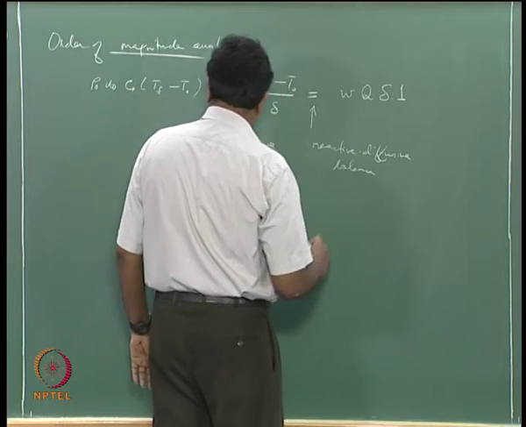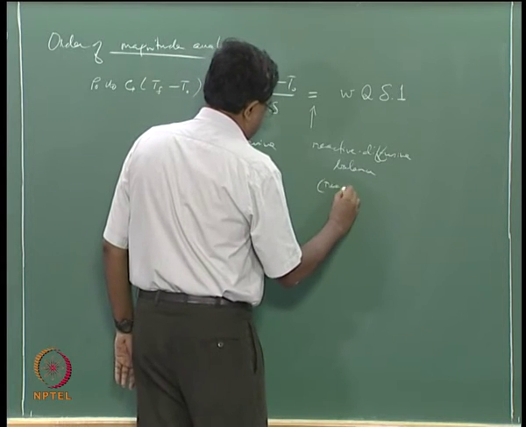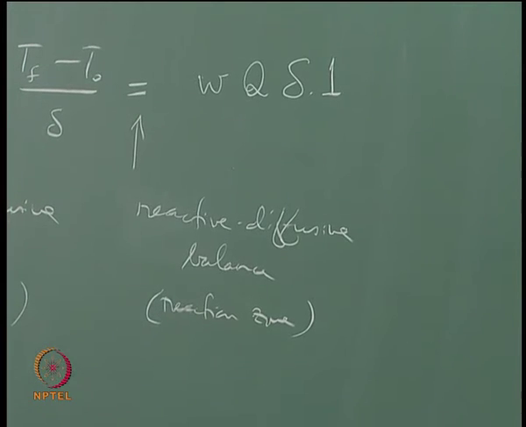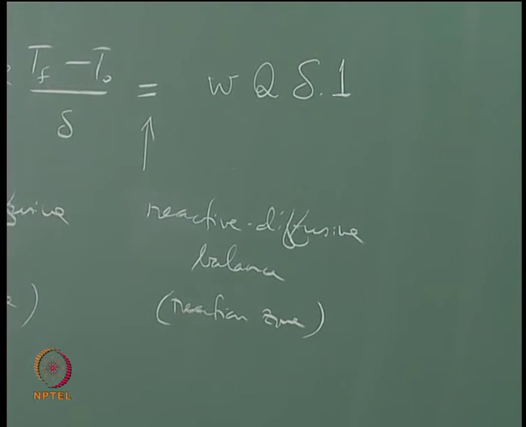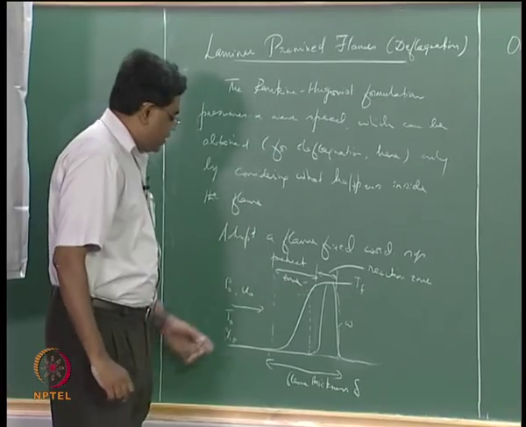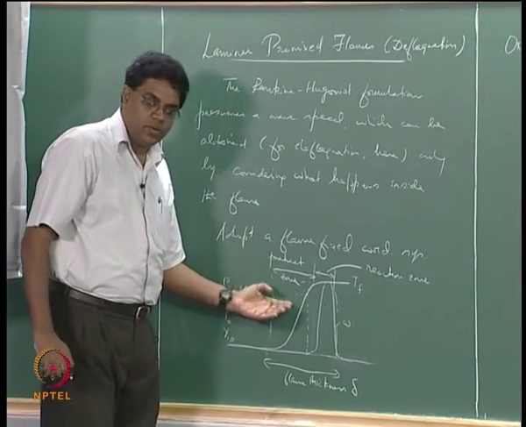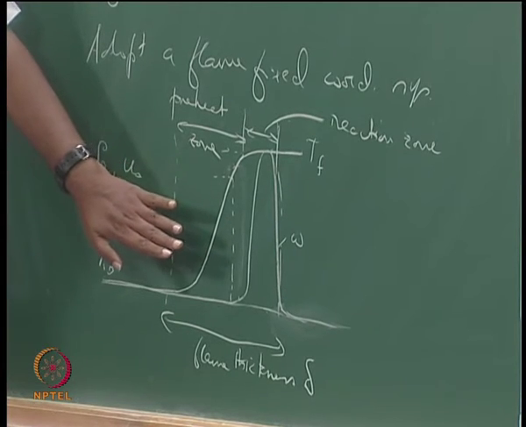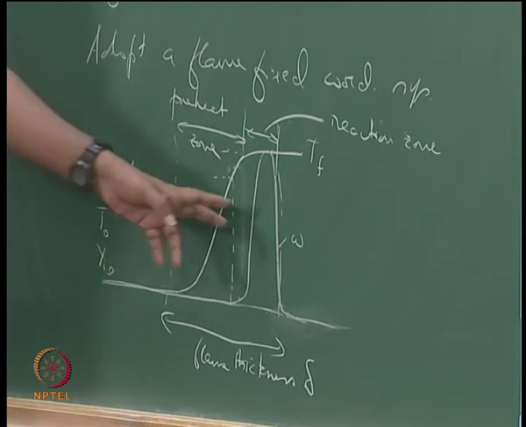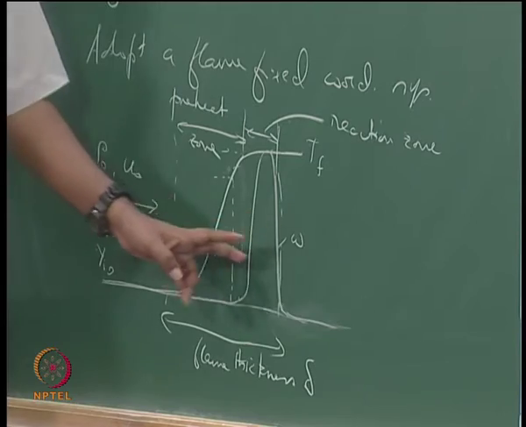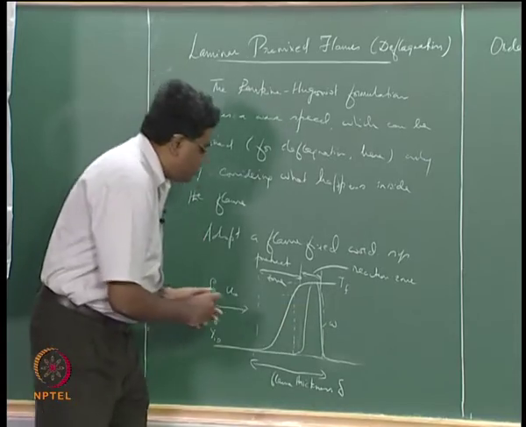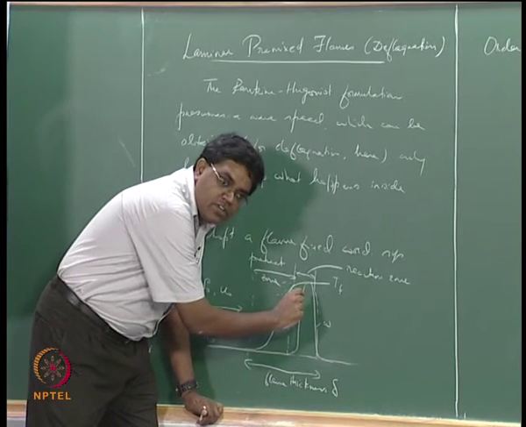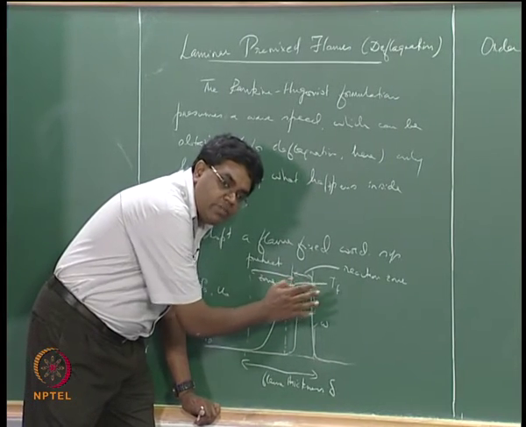Reactive diffusive balance. So this is the reaction zone, right. So many times the technical way of actually talking about a preheat zone is to say that this is a convective diffusive zone and this is a reactive diffusive zone. Why didn't we have to worry about convection here? Because we are now not talking about any appreciable change in temperature in this. There is hardly any change in the enthalpy flux.